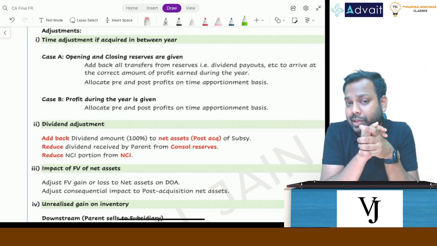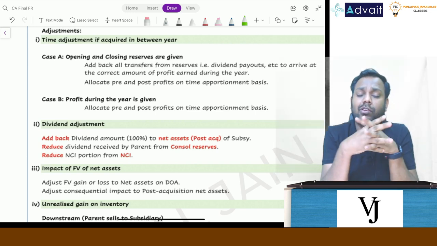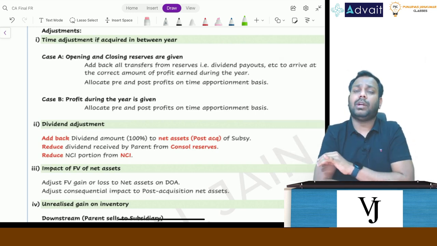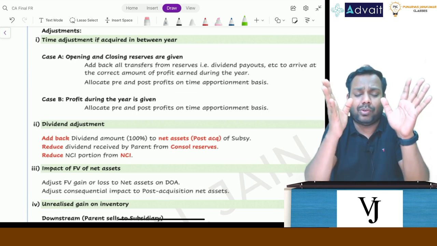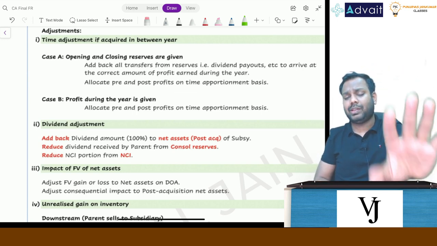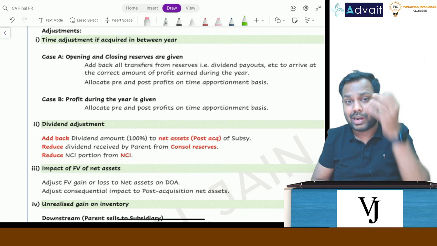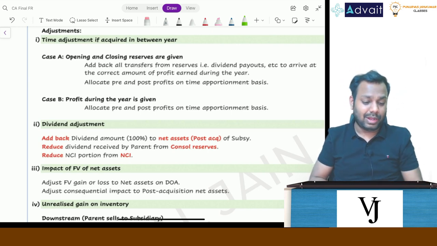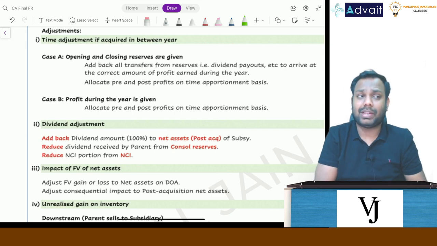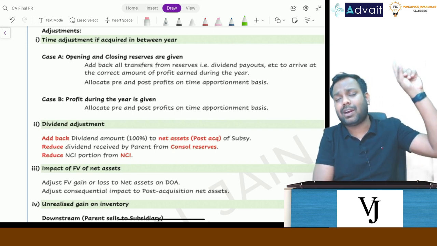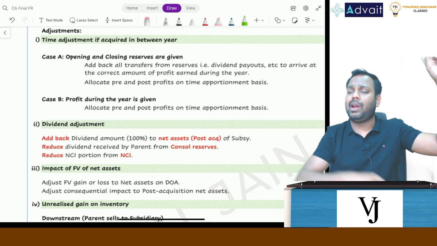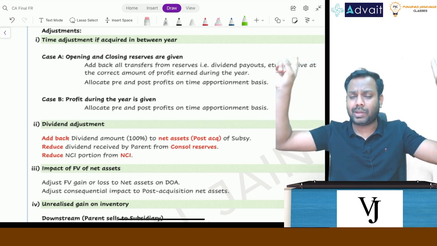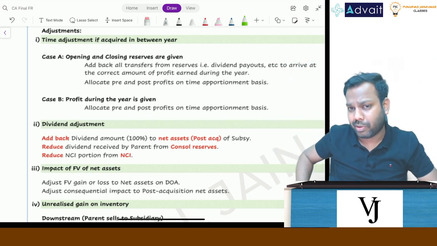It depends on how the question is asking. There are three ways of asking. First, the question will specifically give you that on the date of acquisition, this is the value of reserves. No challenge, the question directly gives you. Okay, fine. If the question doesn't give you directly, but says that at the start of the year my retained earnings is this much, and at the end of the year my retained earnings is this much, now how will you calculate?